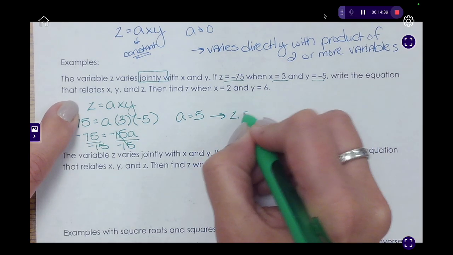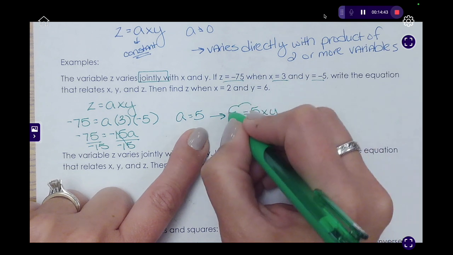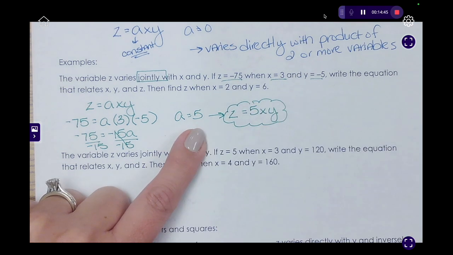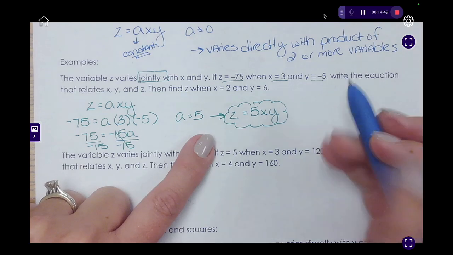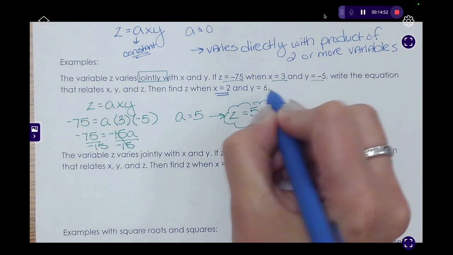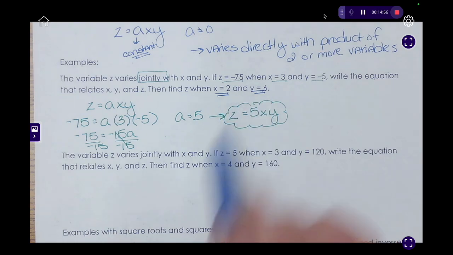So z equals, my a value was 5 times xy. So that would be my equation. Okay, so very similar to what we did on the front side of the notes. And then here, you're going to use it, and I'm going to give you 2 other values. So I'm going to find z when x is 2, and y is 6.